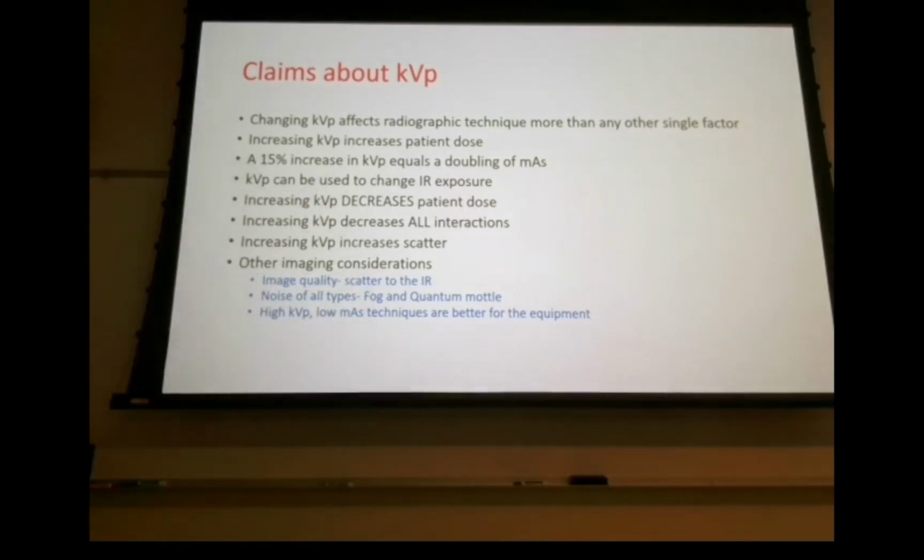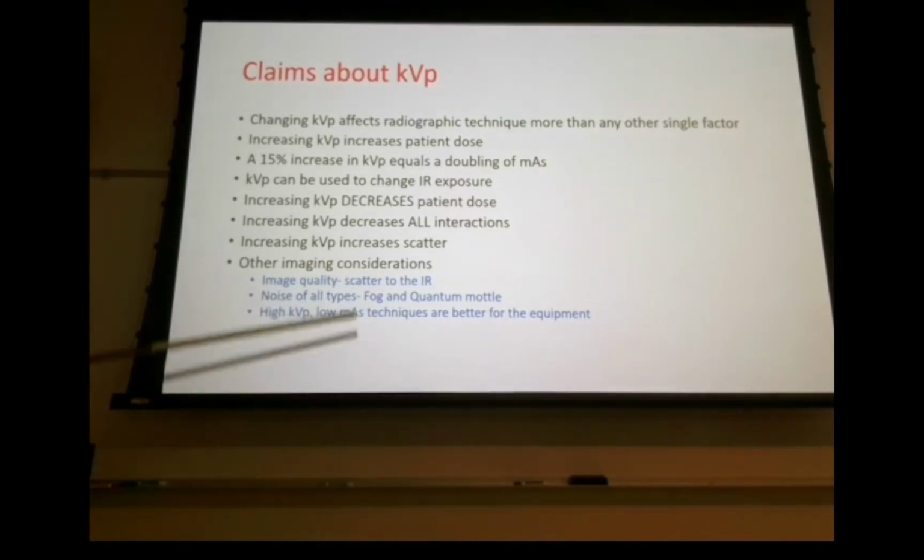15% increase in kVp equals doubling of mAs. True in context, not absolutely true. kVp can be used to change image receptor exposure, absolutely true. Increase in kVp decreases patient dose, which is a direct contradiction of what we had up there, but it's also true in context. Increase in kVp decreases all interaction, which is true. Increase in kVp increases scatter, which is true, again, in context.